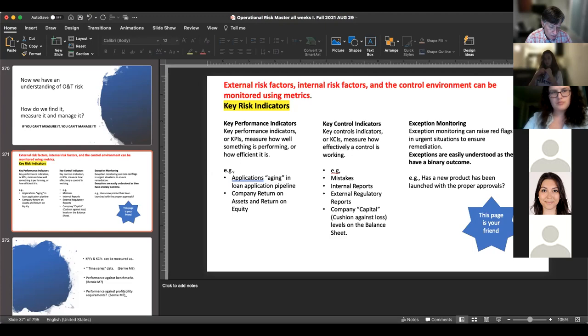Let's move on to exception monitoring. A good example is: has the new product been launched with the proper approvals? Exception monitoring is more often than not a yes or no answer, and that's why it has a binary outcome.